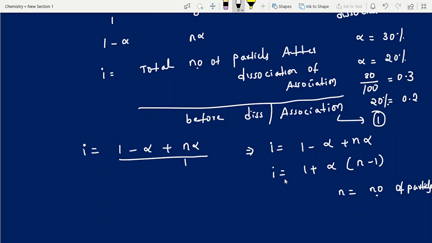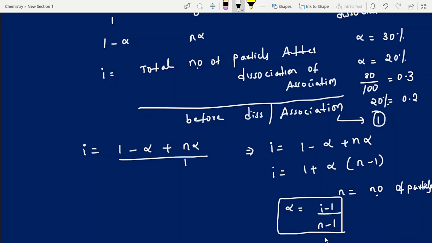Okay. Now clear. Now after that sometimes they will ask alpha also. Alpha from here how to write? i minus 1 by n minus 1. This one also you can take it. Clear, students? That's all. Associated type, dissociated type.